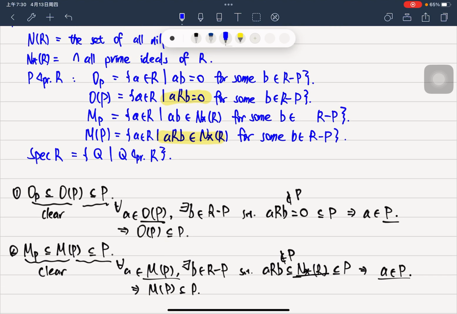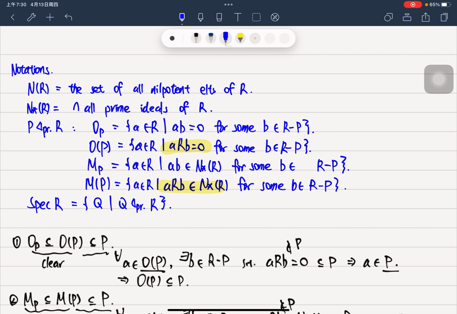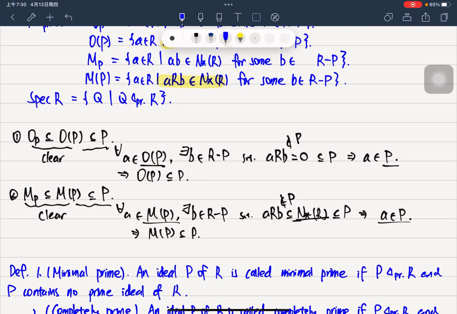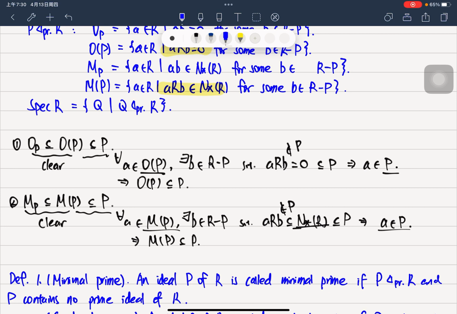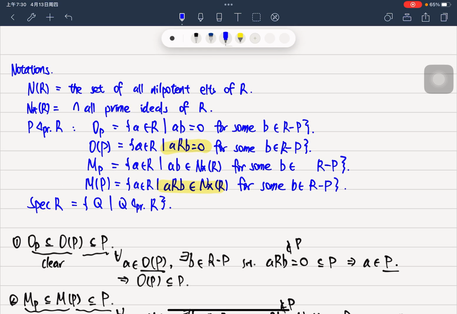Okay. Here I forgot to say that by the definition of minimal prime, we can know that N*(R) can be written as the intersection of minimal prime ideals.